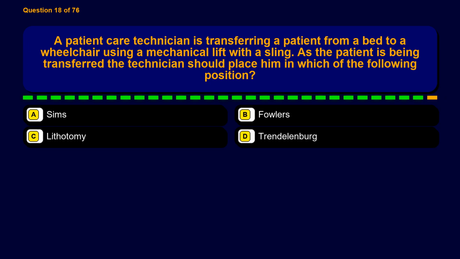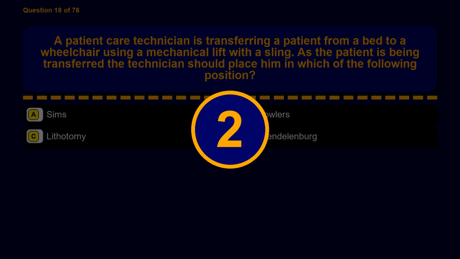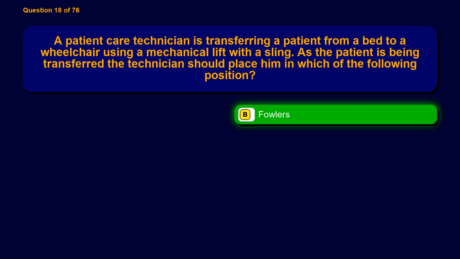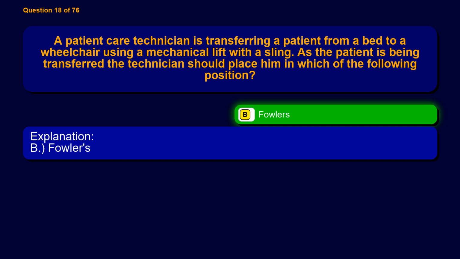Question 18. A patient care technician is transferring a patient from a bed to a wheelchair using a mechanical lift with a sling. As the patient is being transferred, the technician should place him in which of the following positions? Option A. Sims. Option B. Fowler's. Option C. Lithotomy. Option D. Trendelenburg. The correct answer is option B. Fowler's.